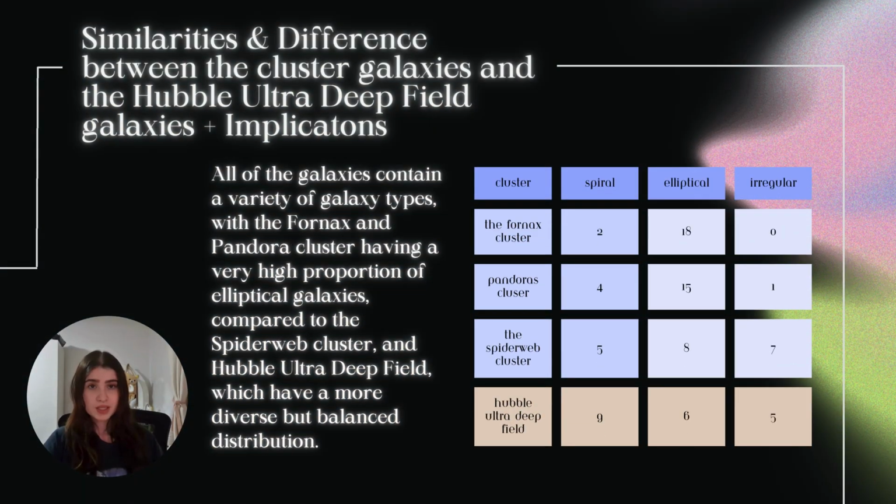Comparing the similarities and differences from this data, we see that all of the galaxies contain a variety of galaxy types, with the Fornax and Pandora cluster having a very high proportion of elliptical galaxies and low proportion of spiral and irregular galaxies, compared to the Spiderweb cluster and Hubble Ultra Deep Field image, which have a more diverse but balanced distribution.